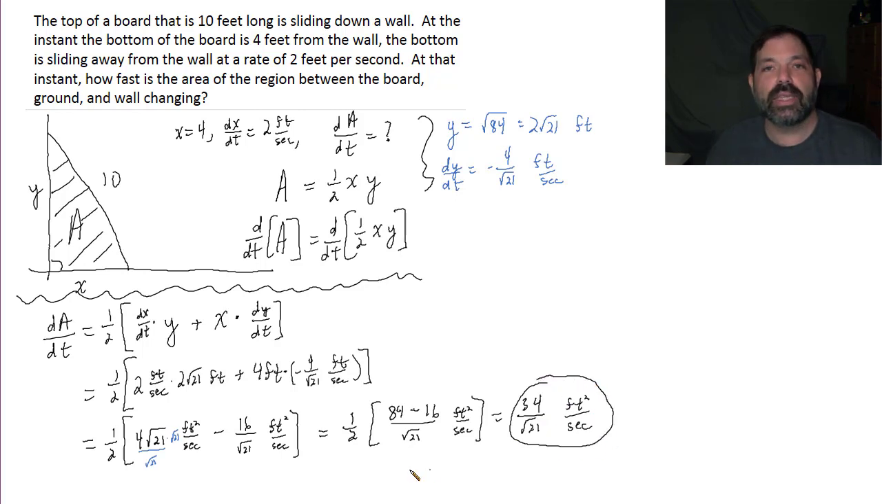And so that's how fast the area of that triangle is changing at that moment. 34 over root 21, whatever that number happens to be. The units would be square feet per second.